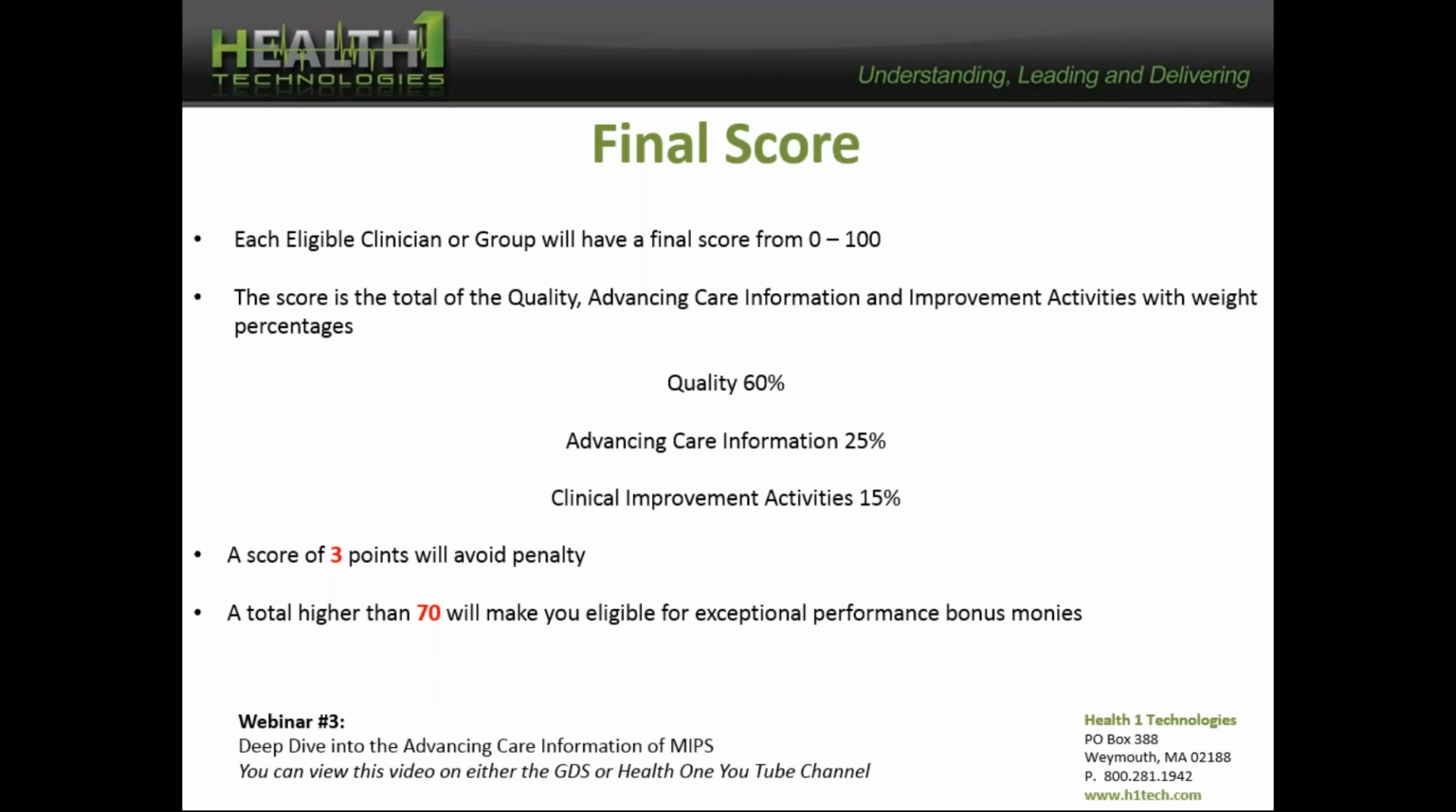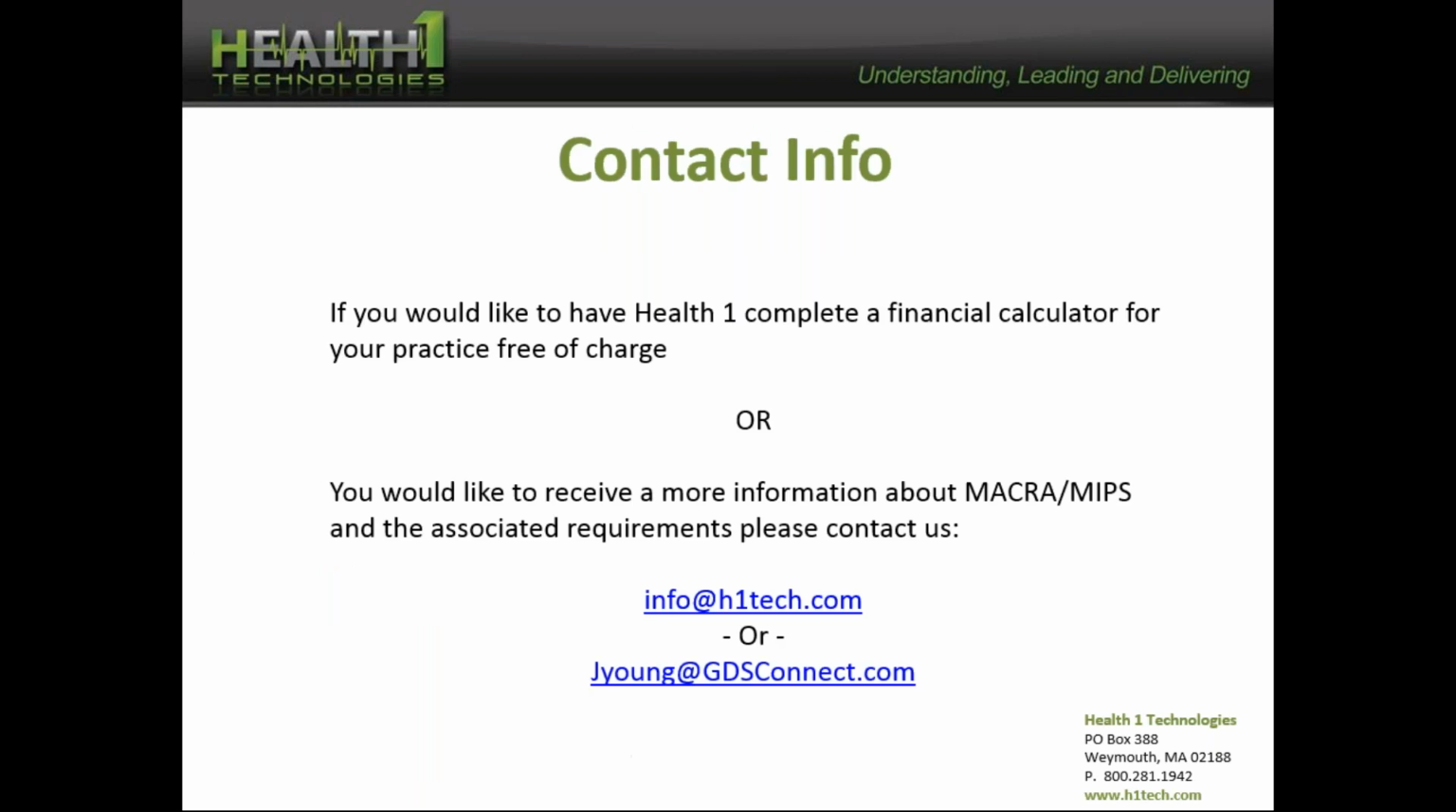If you score higher than a 70, you're actually eligible to receive the highest level of bonus money, which is the exceptional performance bonus money. So not only will you get base incentive dollars, but you'll also get exceptional performance money. Okay, so that wraps up our webinar series for MIPS. Hopefully this has done a good job of giving you guys an overview of the program as a whole, and you have some information to start making good decisions about how you want to participate.